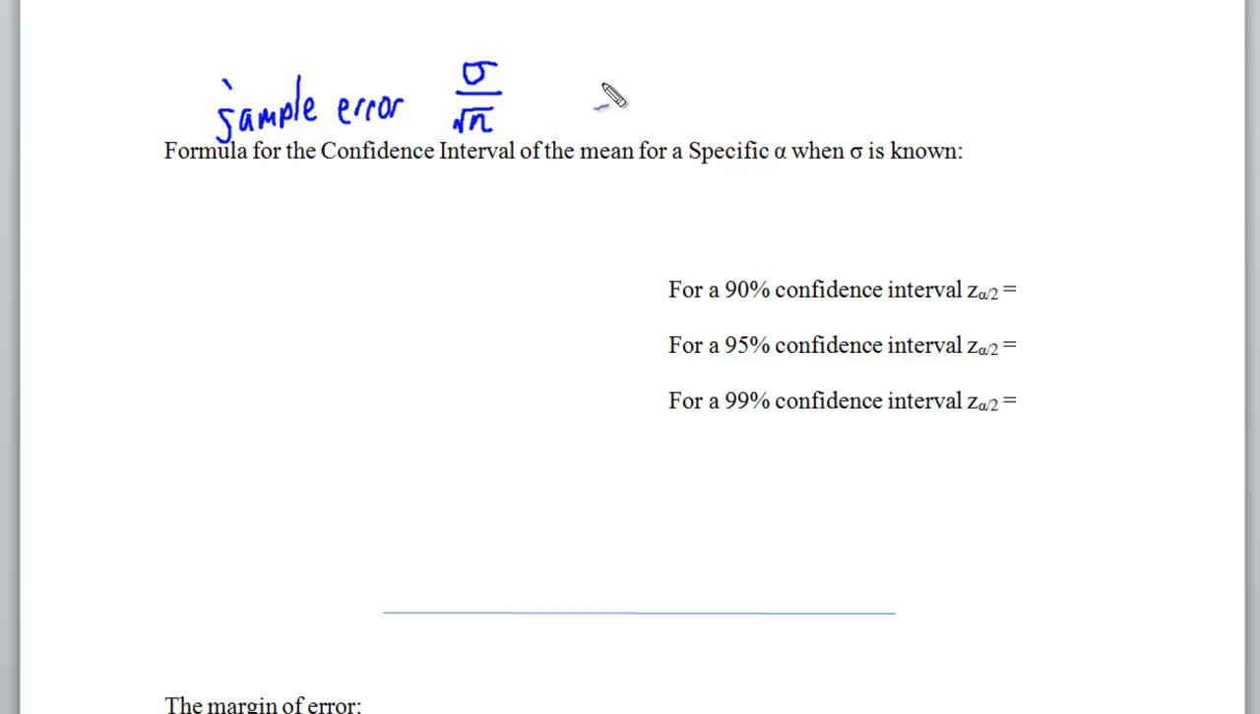So the more sample you have, the less effect it has on your standard deviation. Now, to find your confidence interval for a mean of a specific tail that we're going to specify, it's going to be our sample average plus or minus the confidence interval z-score, I'm going to abbreviate that as CI, times the sample error.